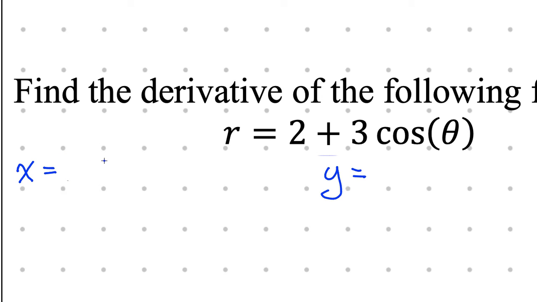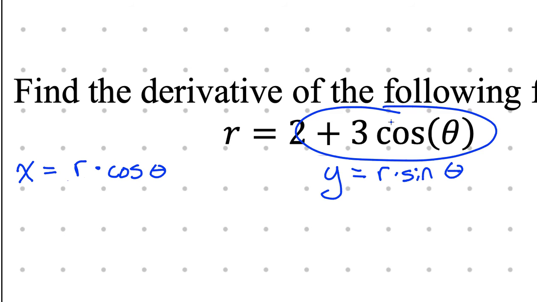Even more generally, I'll give you the formula. This is the formula that you have to have memorized. x is equal to r times cosine of theta. y is equal to r times sine of theta. Where's r? r is right there. We're going to rewrite that twice. This is r, and that's going to go into this r right here and this r right here.